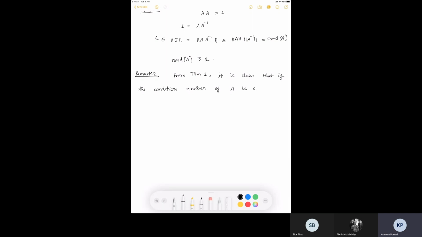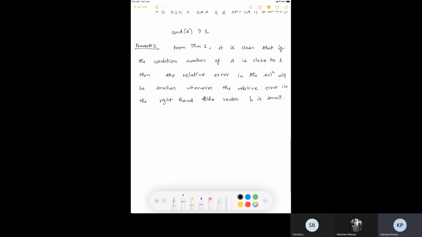So it is clear that if the condition number of the matrix A is close to 1, then the relative error in the solution will be smaller whenever the relative error in the right hand side vector B is small, right?